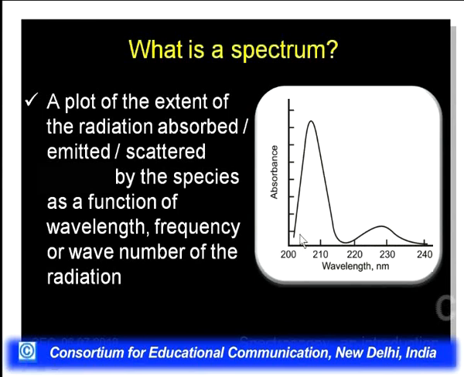So this kind of description, this kind of plot of extent of absorption as a function of wavelength, this axis could be wavelength, frequency, energy, or wave number. And this always will be absorbance or intensity. So this is what basically is a spectrum. Let's understand the meaning of a spectrum. How do I get a spectrum?